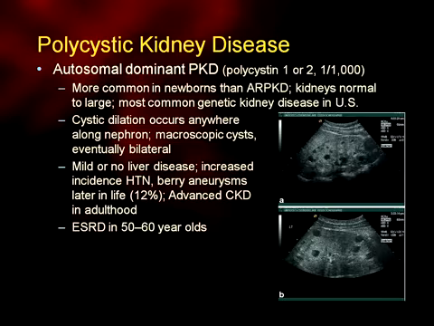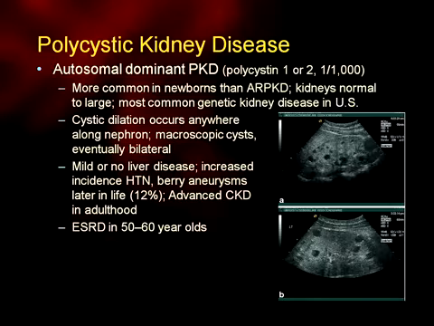And as I said, it's 40 times more common than ARPKD. It's about 1 in 1,000 kids. It's more common in newborns than ARPKD. The kidneys are normal size, and unlike the ARPKD, where the cysts were located in the collecting ducts, in ADPKD, the cysts can be anywhere within the nephron segment. So you get cysts almost anywhere. They're macroscopic, and this is an ultrasound of the two different sides, and you see that they've got multiple cysts on each side of the kidneys.